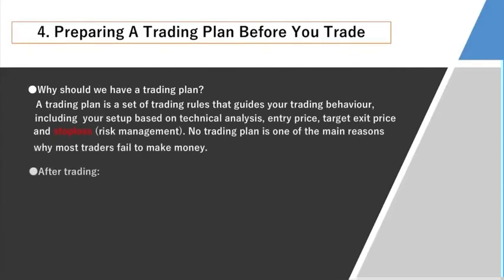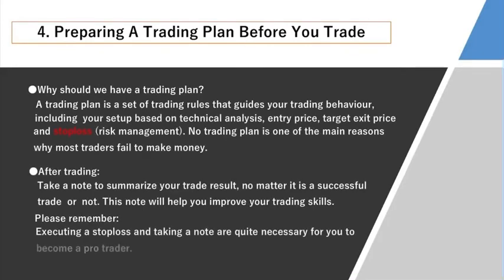Okay, number 4, preparing a trading plan before you trade. So 2 points here, and the first point is why should we have a trading plan? A trading plan is a set of trading rules that guides your trading behavior, including your setup based on technical analysis, entry price, target exit price, and a stop loss. Here, stop loss means you should make good risk management or money management. No trading plan is one of the main reasons why most traders fail to make money.